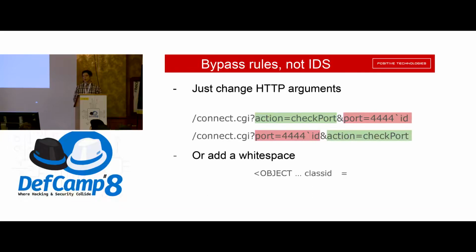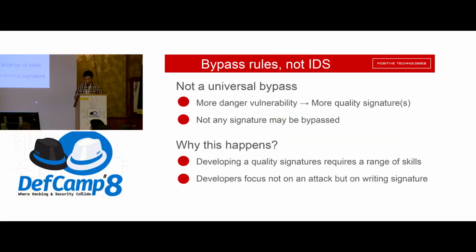This mostly comes from the fact that signatures are written to protect you from public exploits, mostly. All these little tricks do not pretend to complete IDS evasion. For the most dangerous vulnerabilities or malware attacks, there is a variety of quality signatures, so an attacker will likely not find any easy trick to bypass the signature checks.